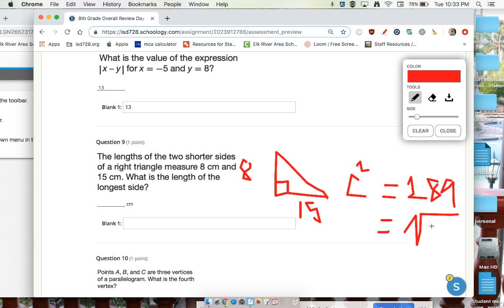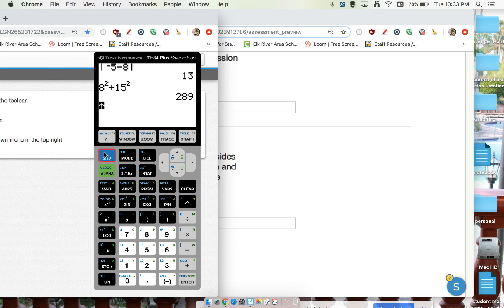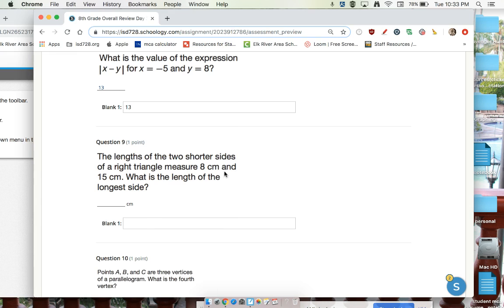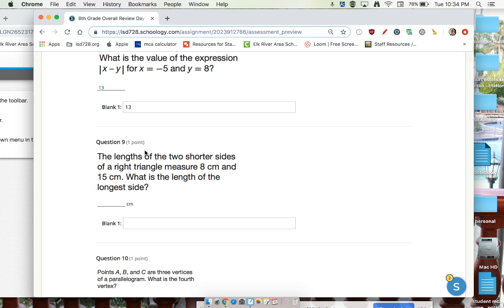So square root of 289. The square root of 289. So now I already hit second, so square root 289, hit enter, and I get 17. So 17 is the longest side, and if you compare, I have 8 and 15, and 17 is definitely the longest, so I did a good job.